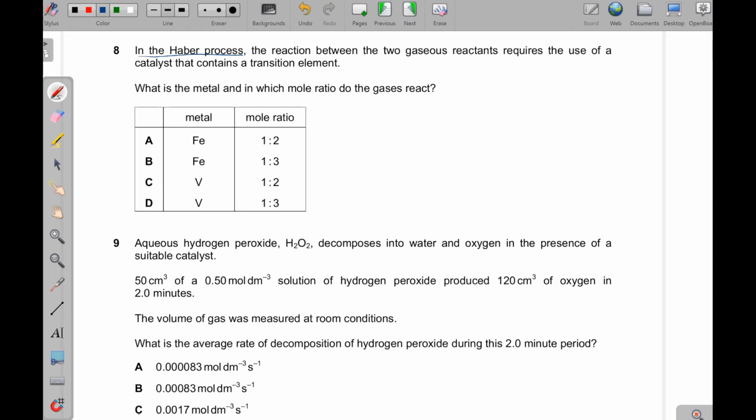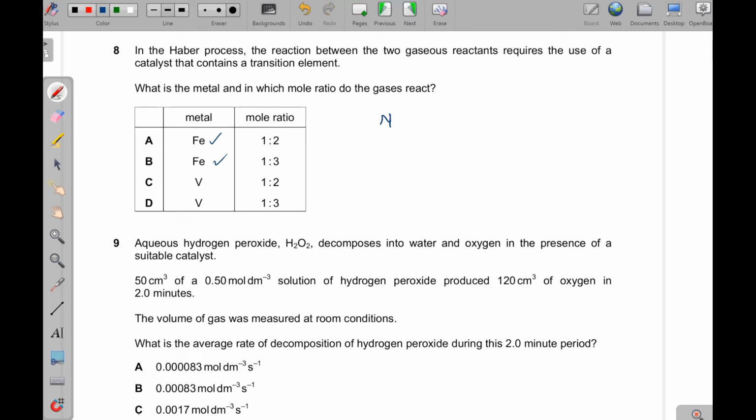In the Haber process, that is the production of ammonia from nitrogen and hydrogen, the reaction between the two gaseous reactants requires the use of a catalyst that contains a transition element. Actually, that is iron. That means I have to look at these two here. What is the metal, and in which mole ratio do these gases react? Now, remember, I said it has to be iron here.